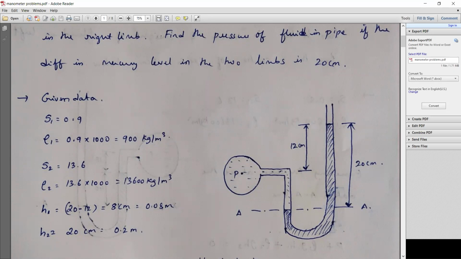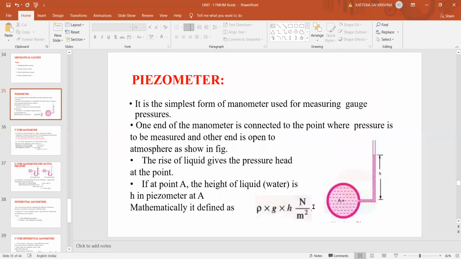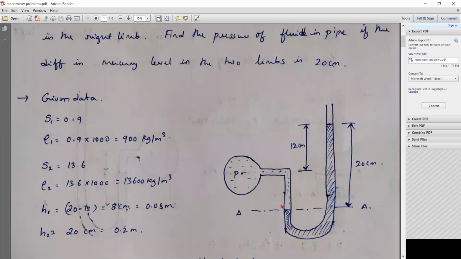I have already shown this for manometers. P equals rho G H for this head. How much head is there? Similarly, this is the pressure of this water or some fluid available here. Since the fluid you are taking is fluid 1, that pressure is rho 1 G H1, where H1 is the height.